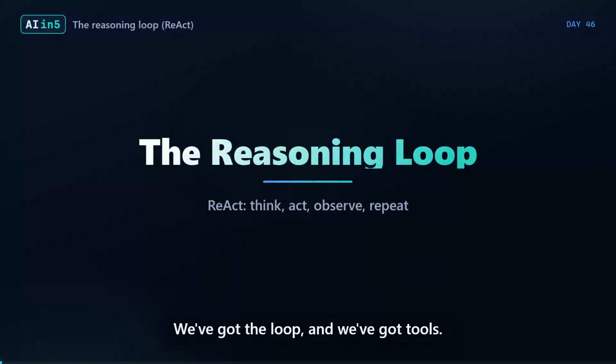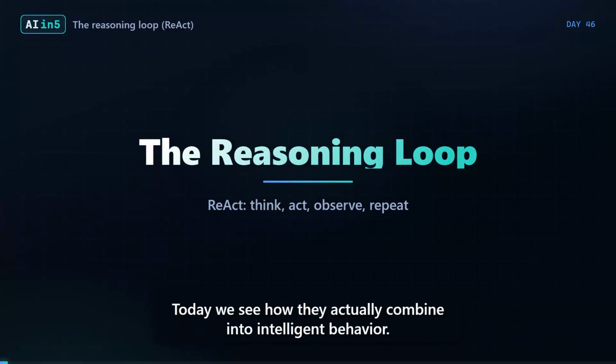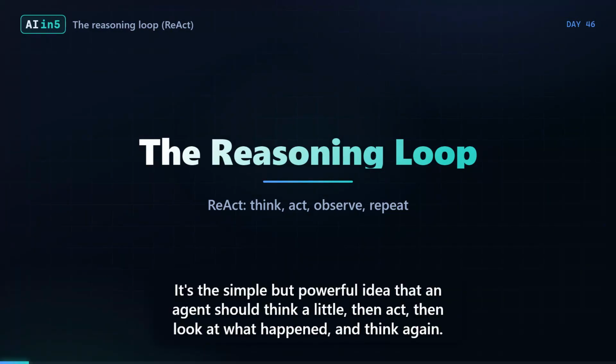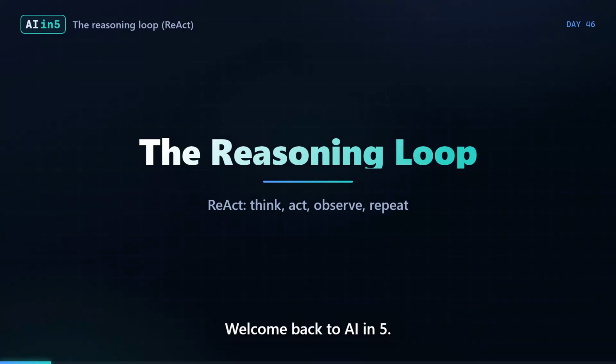We've got the loop, and we've got tools. Today we see how they actually combine into intelligent behavior. The pattern has a name you'll hear a lot: REACT, short for reason and act. It's the simple but powerful idea that an agent should think a little, then act, then look at what happened, and think again. Let's watch it work.